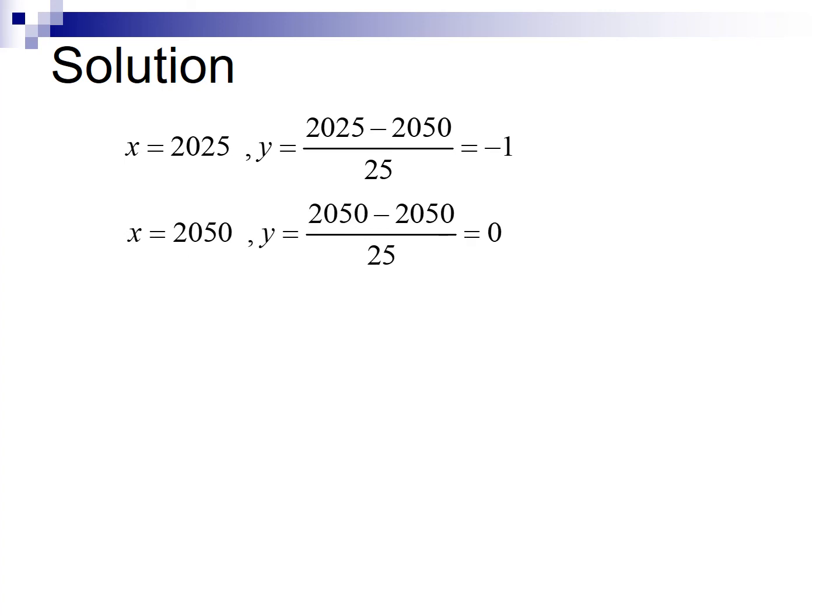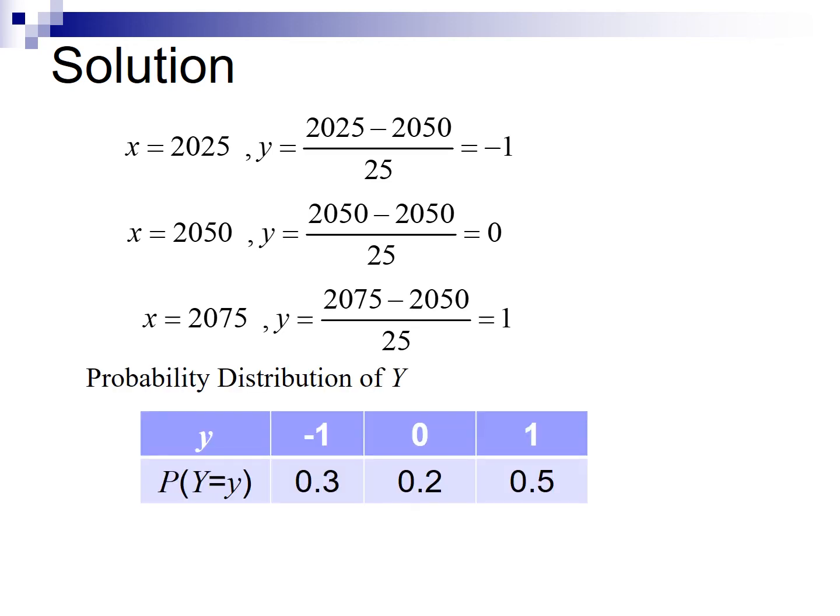When X is 2050, you substitute your X, you have Y equals 0. When X is 2075, you substitute the value of X, you have Y equal 1. Hence, the new probability distribution in terms of Y is given below. When Y is negative 1, the probability is 0.3. When Y is 0, the probability is 0.2. When Y is 1, the probability is 0.5.